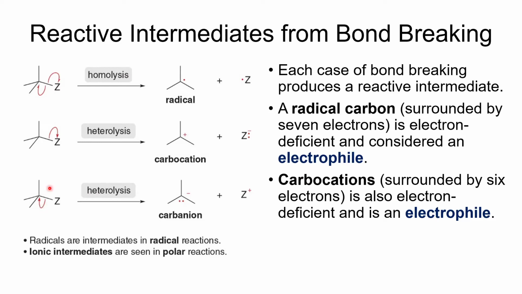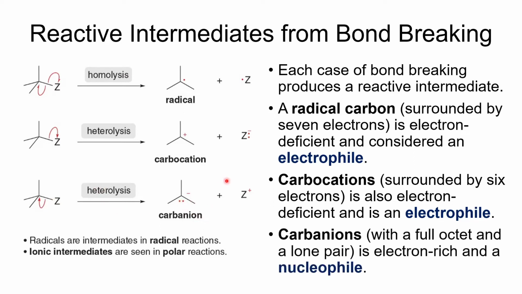And then in our final category, if both of the electrons go to the carbon, and this can happen particularly if Z is like hydrogen and you have something come along that can deprotonate it, then you will get a carbanion, and it has 8 electrons around it. It is electron rich because it's negative, and it will be considered a nucleophile. So the same carbon atom can give you a radical, it can give you a carbocation, it can give you a carbanion, and these things will behave differently depending on the conditions.